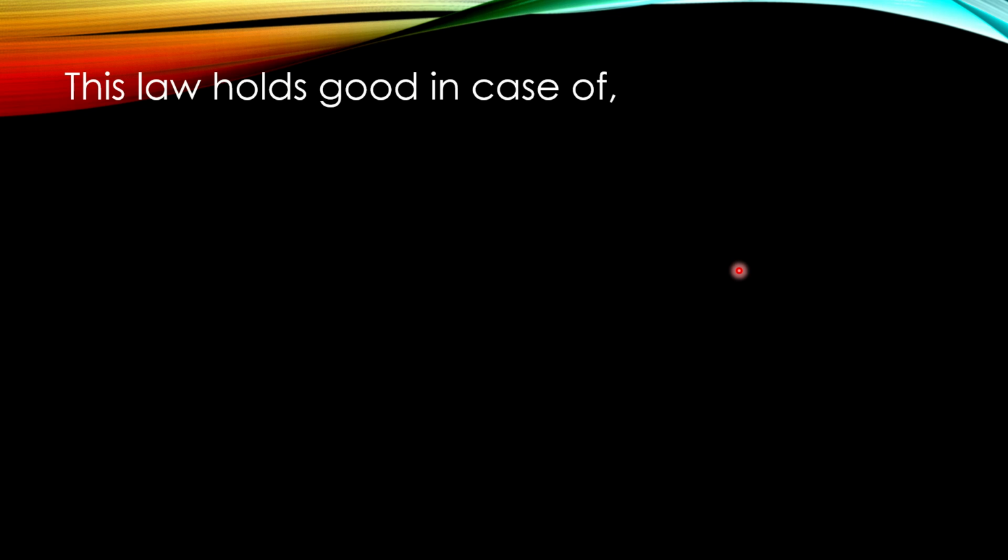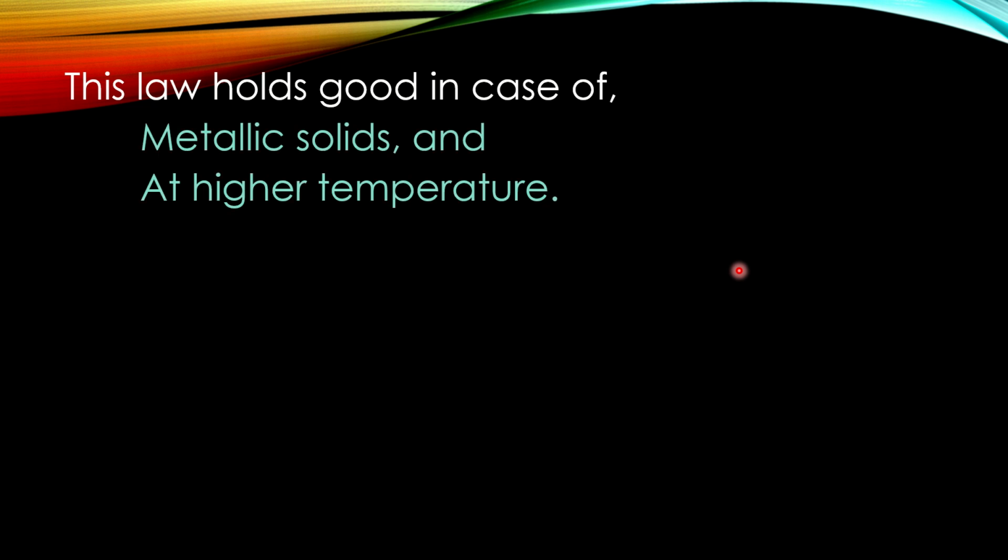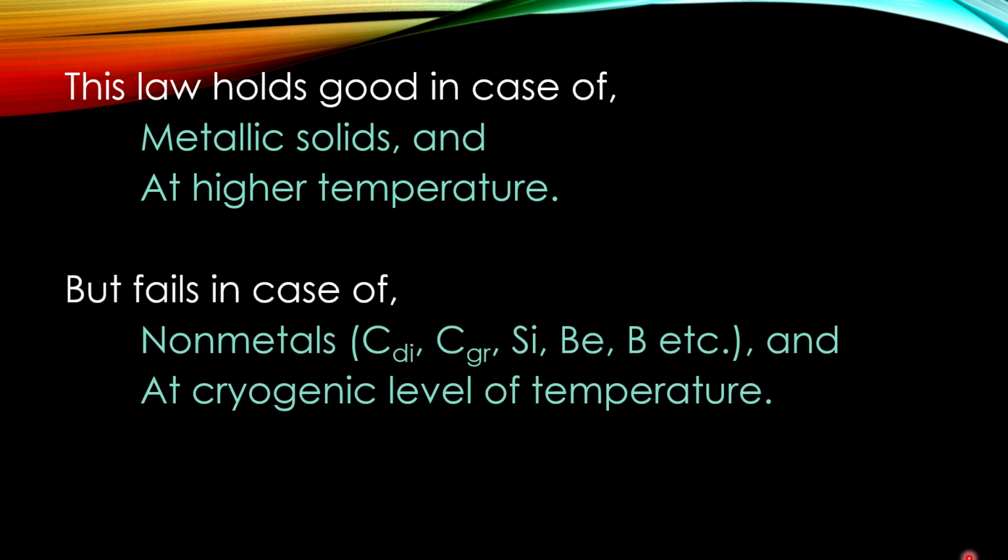So there must be some disputes in this law, but the credit of Dulong Petit is that they first observed this property. The law holds good in the case of metallic solids, and they are very good at higher temperature. But the law fails in the case of non-metals such as diamond, graphite, silicon, beryllium, boron, etc. And at a very low temperature, that is at the cryogenic level near absolute zero, maybe 100 Kelvin or 150 or 200 Kelvin, this law does not hold good.